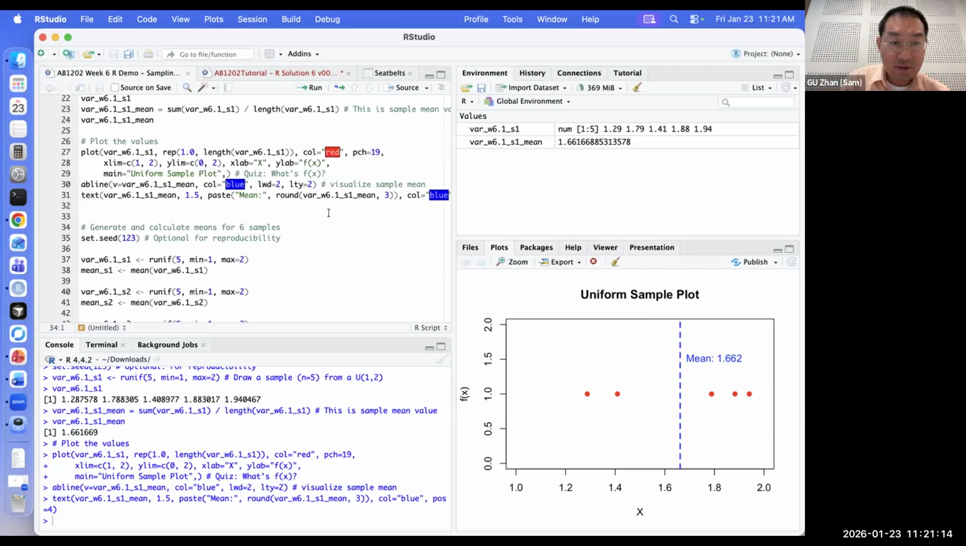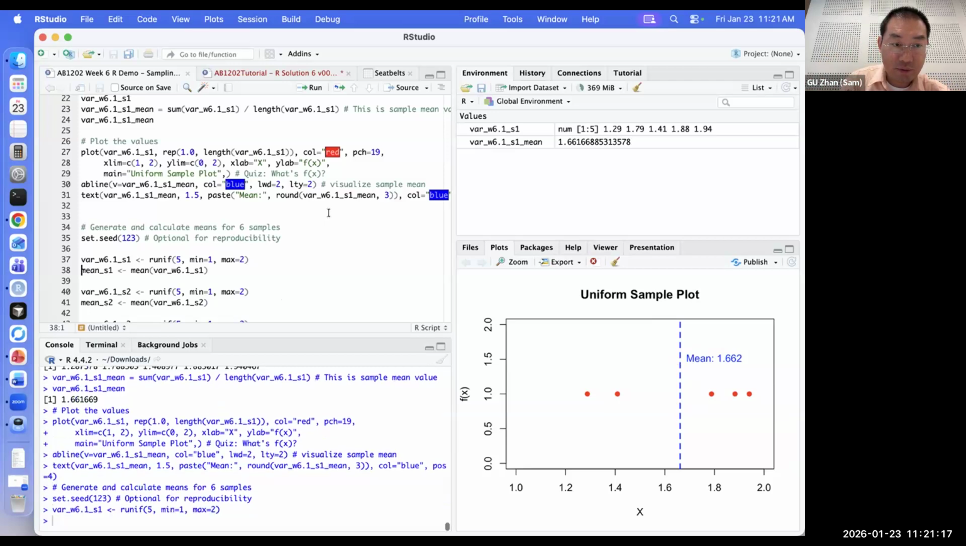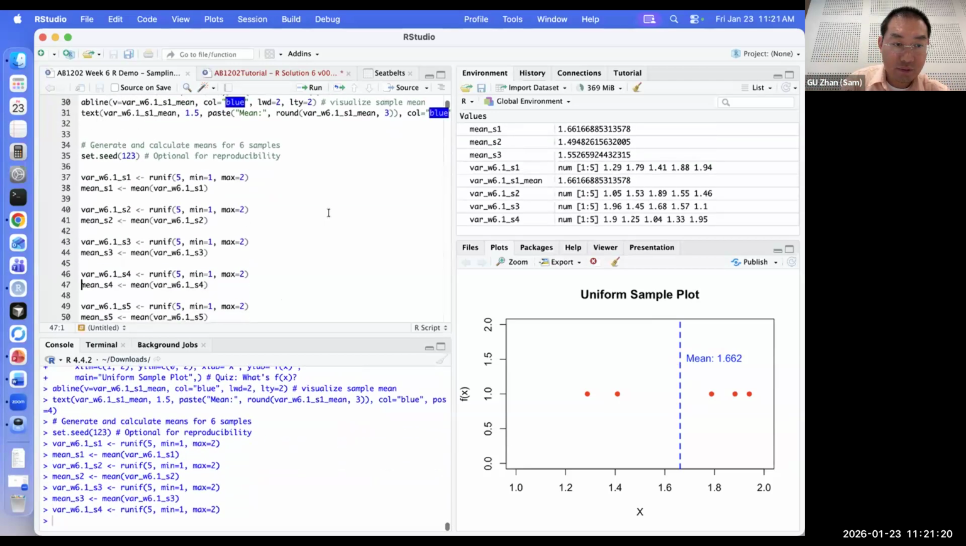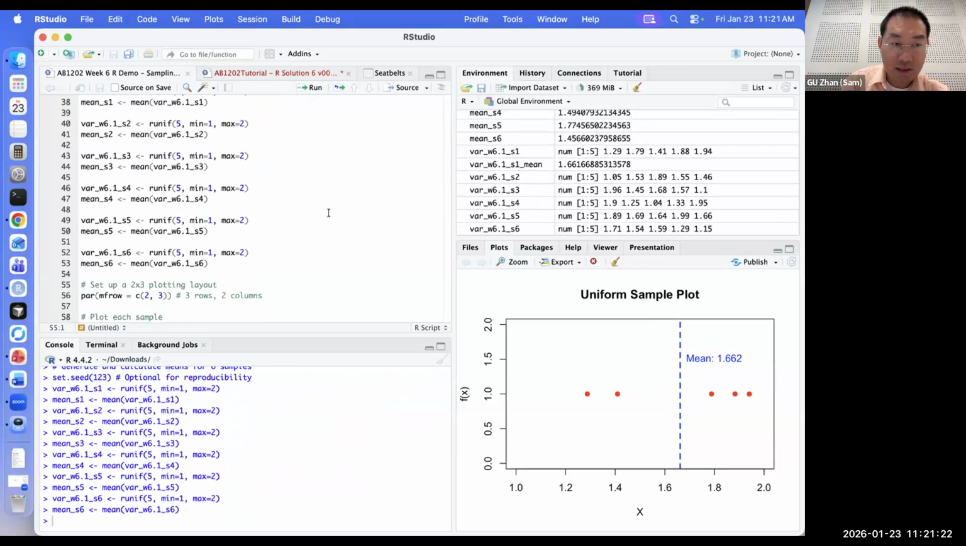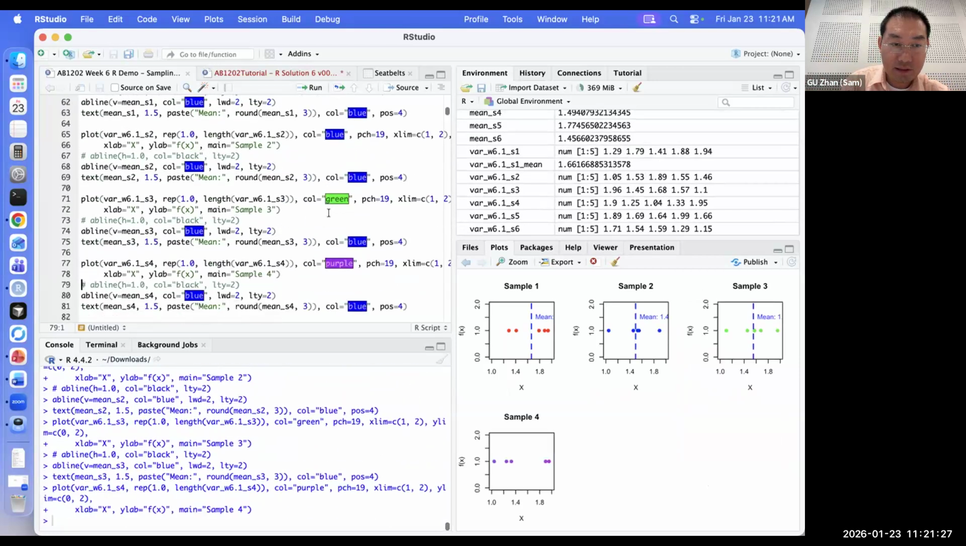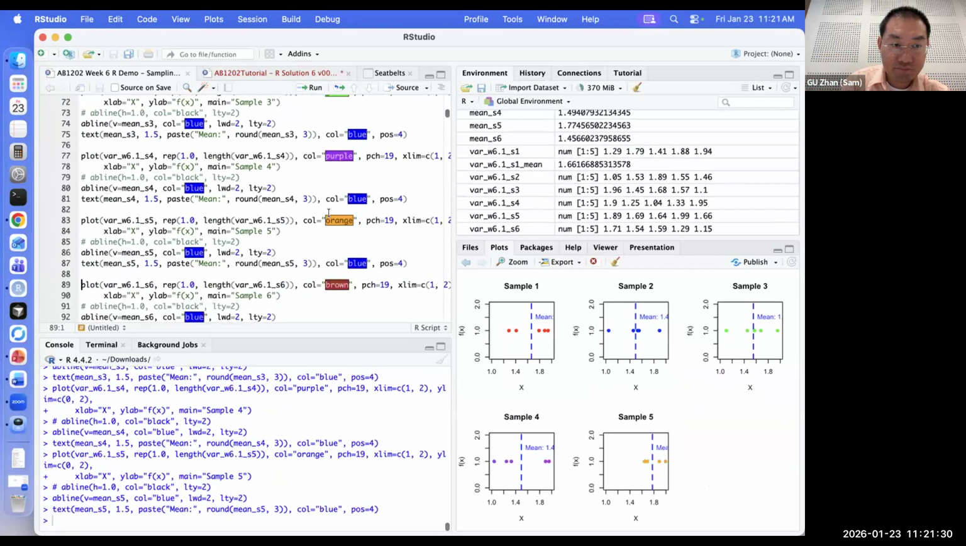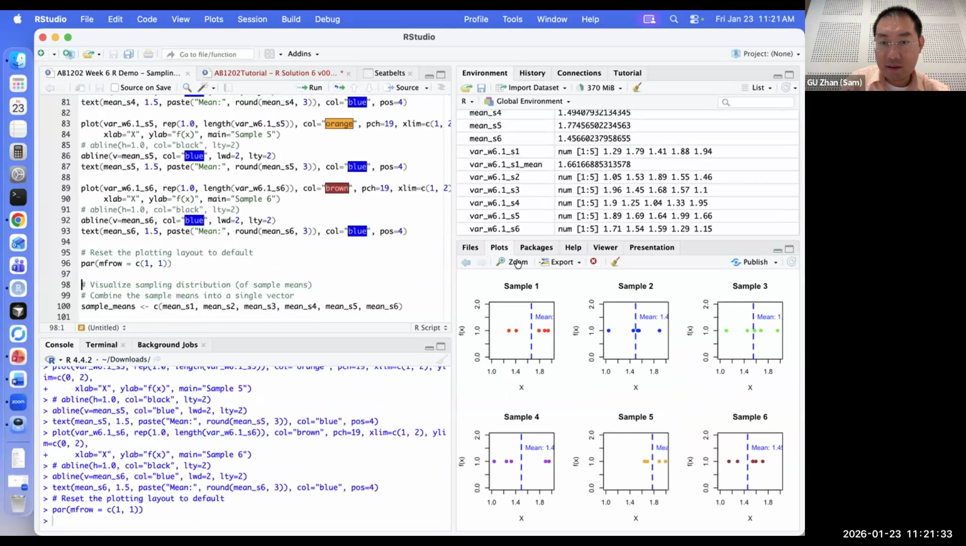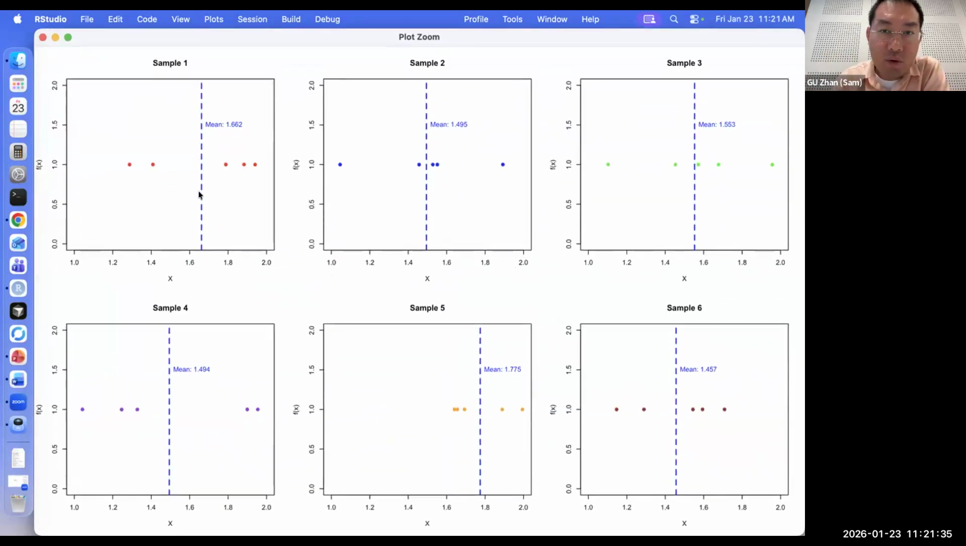So we are going to calculate the mean for the next six samples. 1, 2, 3, 4, 5, 6. Okay, so now let's plot it. Let's show it. These are the six. Let's have a look. Samples 1, 2, 3 till 6. Each of the samples contains five individuals. So what is the sample size here?